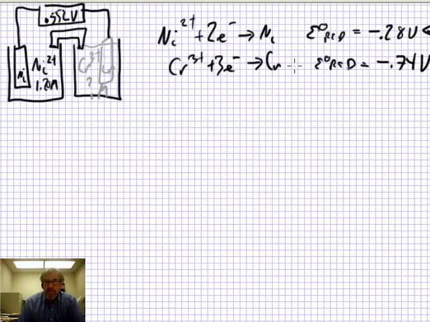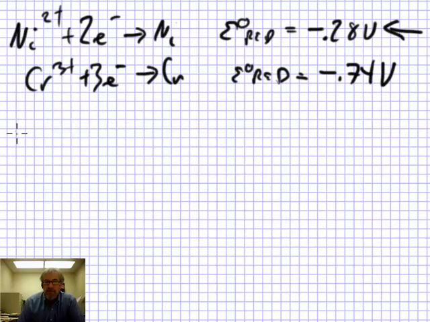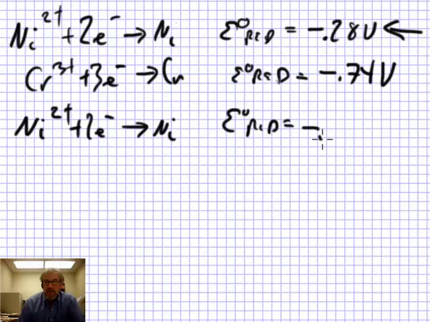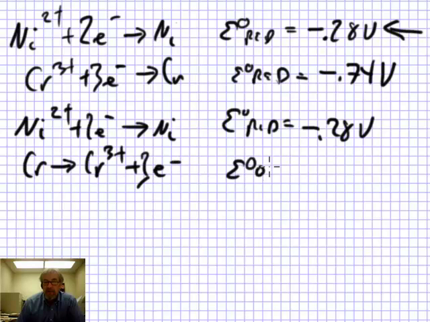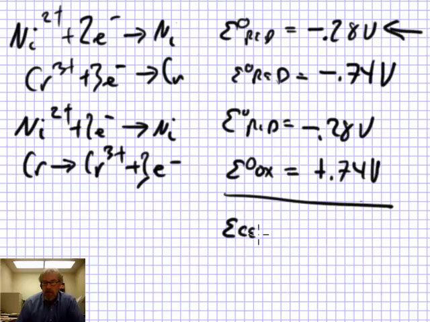So in our cell, nickel 2s are reducing to nickel, and as we've seen, our reduction potential is equal to negative 0.28 volts. But chromium is oxidizing to chromium 3s and giving up 3 electrons, and the oxidation potential is the opposite of the reduction potential for the reverse reaction. So we'll have positive 0.74 volts. We sum this together, we see that the cell potential, the standard cell potential, is equal to a positive 0.46 volts.